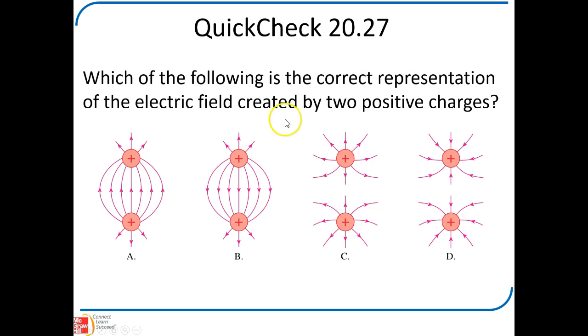For 20.27, it says which of the following is the correct representation of the electric field created by the two positive charges. And remember, we always have field lines going away from the positive charge. So this one you've got going from and to, so that one can't be right. This one, of course, can't be right. Here we see they're separated, but the field lines are coming towards, which is not right. Here they're going away, and they're going away for both. So our answer here has got to be C.